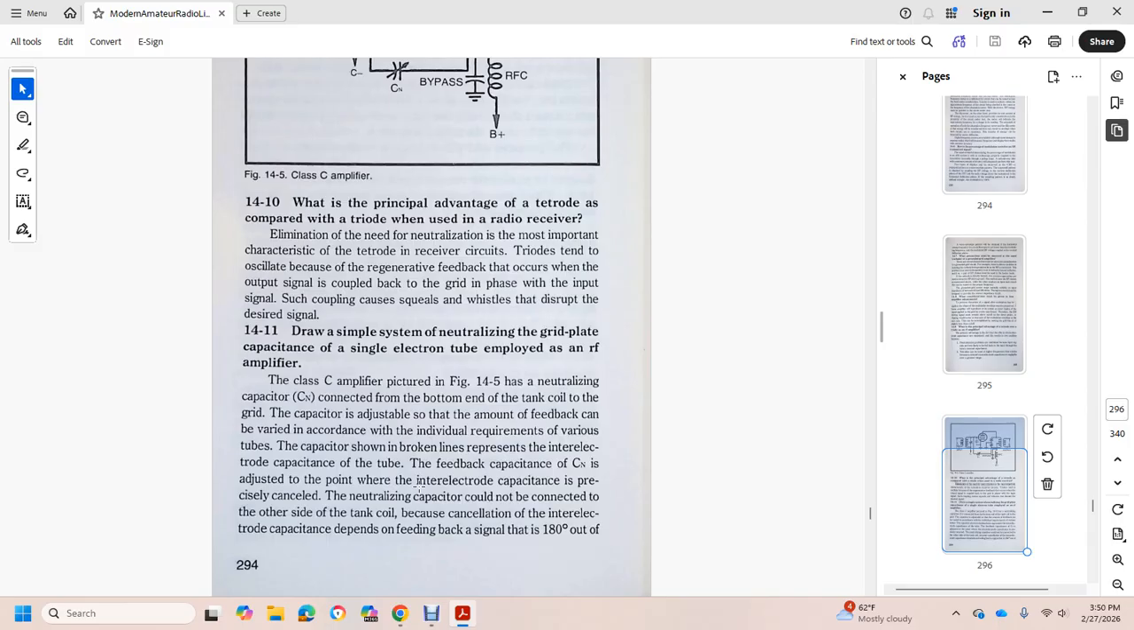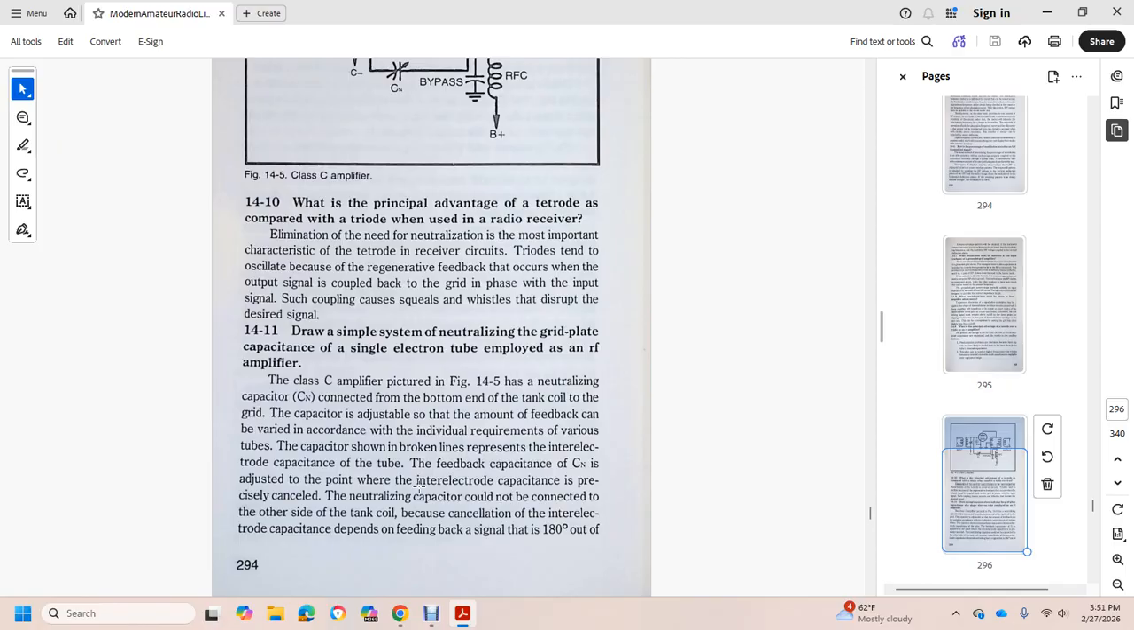In the Class C amplifier shown in Figure 14.5, the neutralizing capacitor is connected to the bottom end of the tank coil and to the grid. It is an adjustable capacitor, so the feedback can be varied accordingly. The variable capacitor is shown with the tube capacitor in broken lines, representing the inter-electrode capacitor of the tube, the feedback capacitor C.